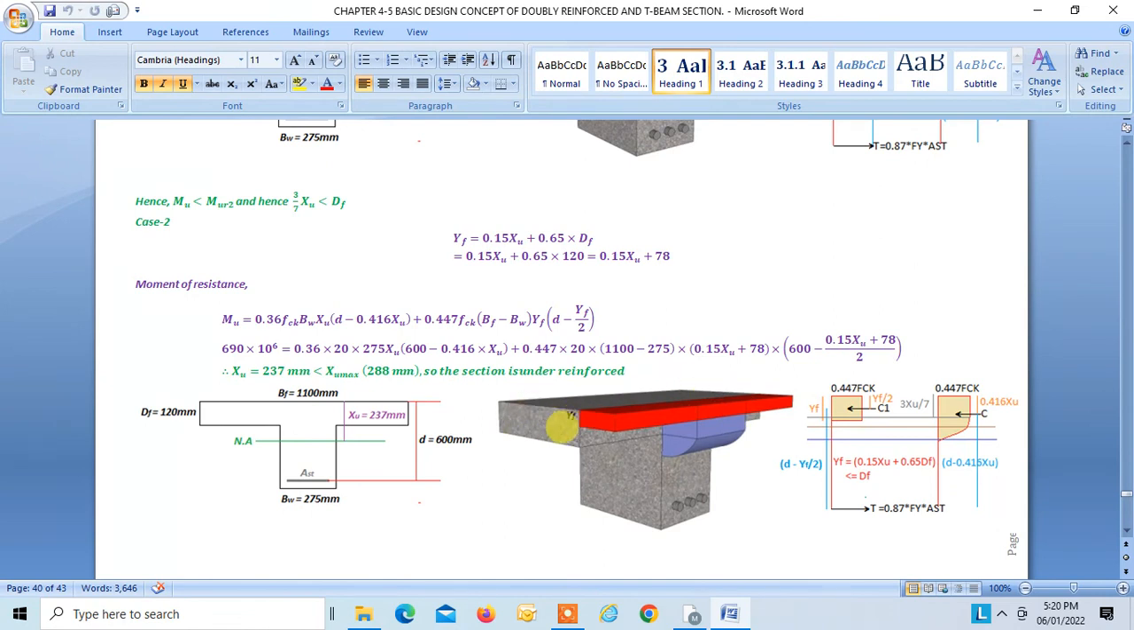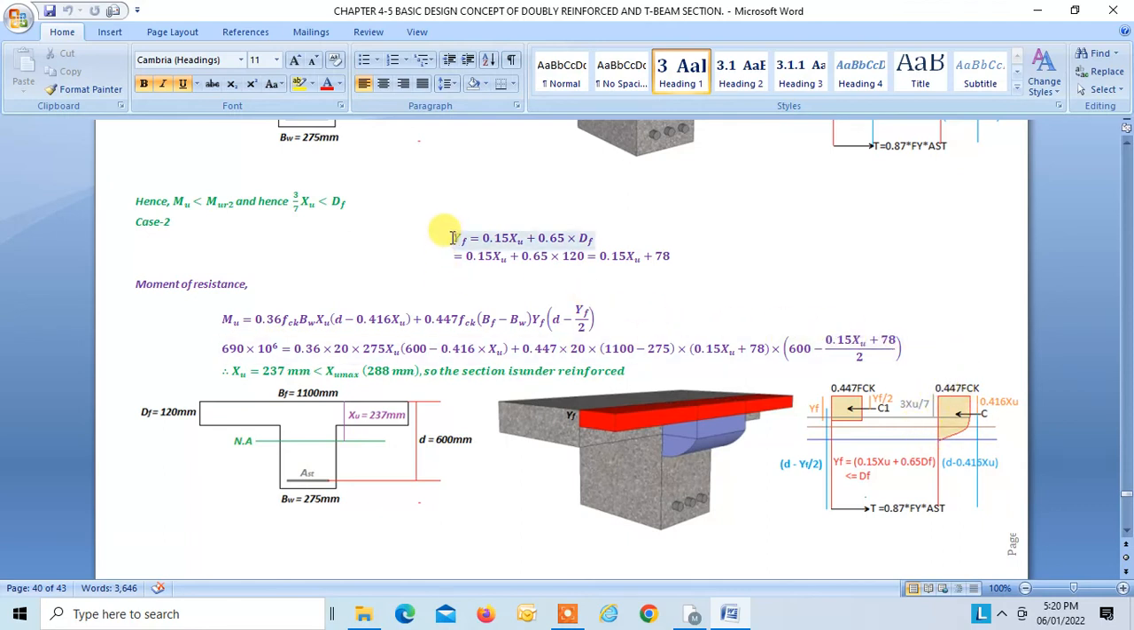In this case, that is case 2, over here your YF will be less than DF. So now we have to try for this case and find your moment of resistance. YF in this case has to be taken as 0.15 XU plus 0.65 DF. This is your YF, and this should be less than DF, right? So this is applicable to the flange, and this middle portion will be this, right?